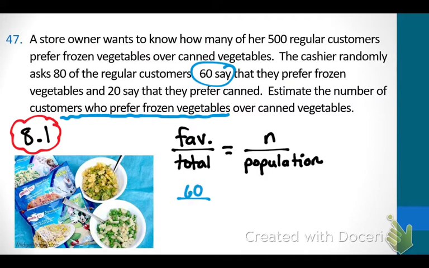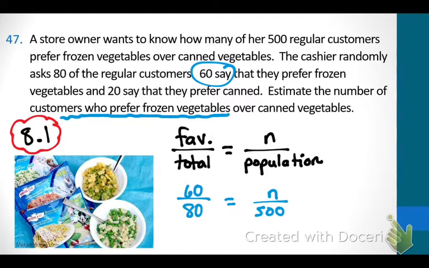60 out of how many total did they ask? 500. They didn't ask all 500. 80. They asked 80. Over or equals N over the population is how many total customers there are. 500. That was 500. How many of you would say you did mental math on this problem? Okay, so if you remember, mental math is trying to figure out a missing link, how to get from here to there, so that we could figure out how to get from there to that N. Does anybody know what the missing link was?